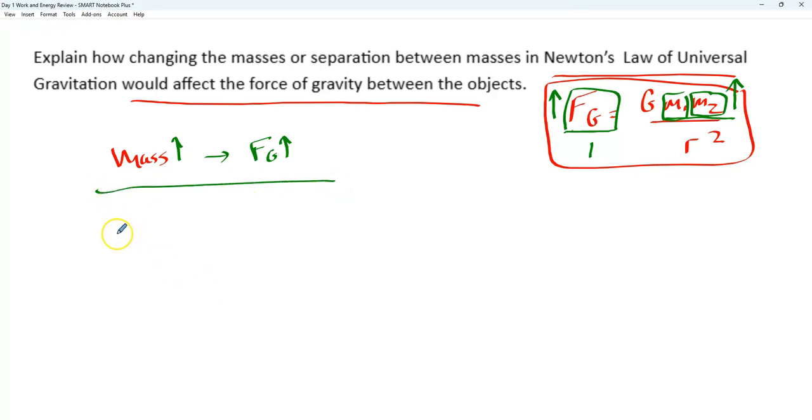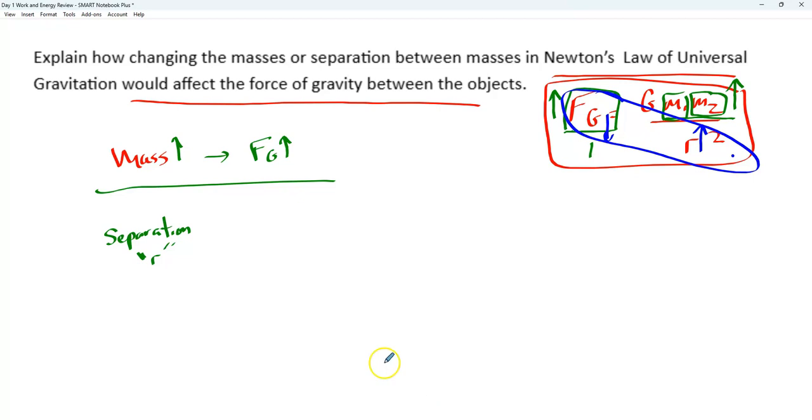With the separation, that's the variable r in the formula. So if you think about this, and this is r squared, but I just want to change r, so I'm going to make r get bigger. If r gets bigger, I'm dividing the numerator by a bigger number in the denominator. So if I divide by a bigger number, it's going to make the force get smaller. So they are inversely related because they're in opposite parts of the fraction.